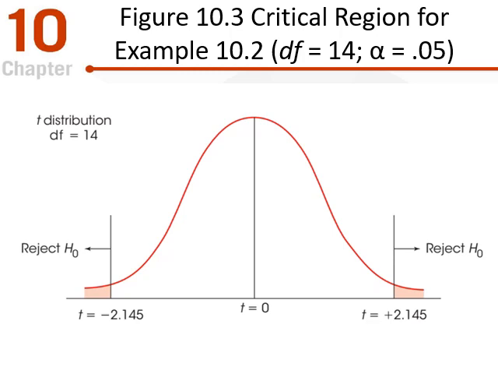Here's an example. This is example 10.2 from the text, so feel free to look up the textbook. You're given that the degrees of freedom is equal to 14 when pooled together. Alpha level is 0.05. Take a minute and look up in your tables, the t-statistic table, to see if you could find where the critical regions are. You should have found t is equal to plus and minus 2.145.